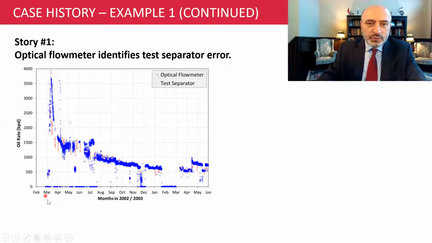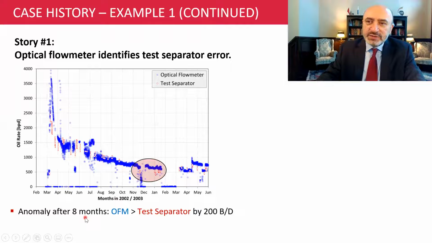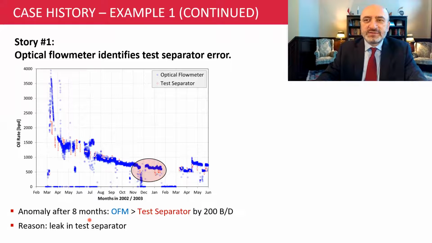So after the installation of the flow meter, which was around March 2002, for a good while, the flow meter data and the test separator measurements matched quite nicely. However, after about 8 months, there was an anomaly in this match. The optical flow meter started to show larger oil flow rates by about 200 barrels per day compared to the test separator. So checking into this issue, it was found that there was a leak in the test separator.